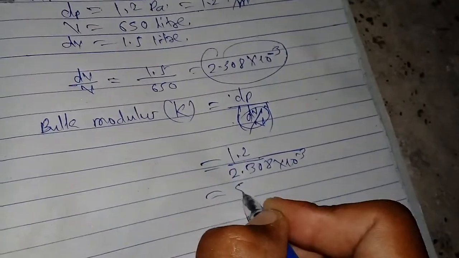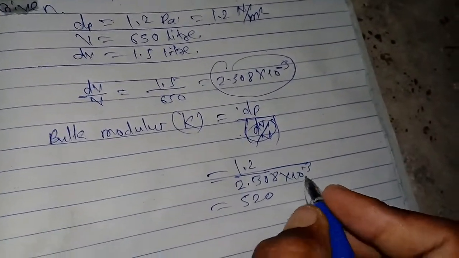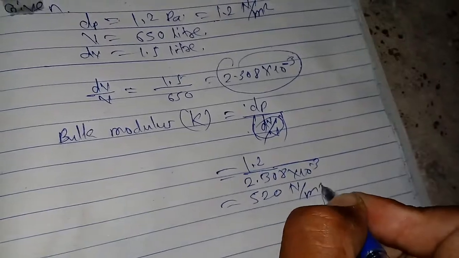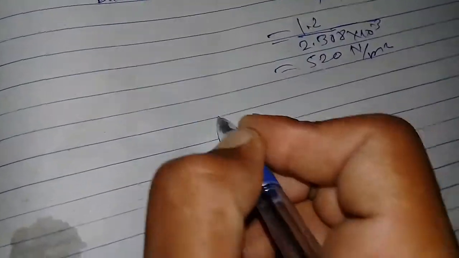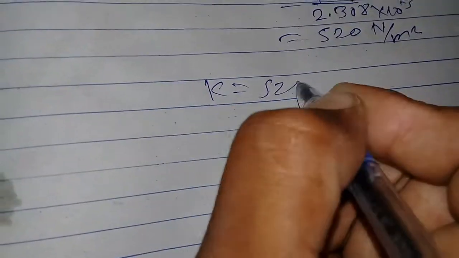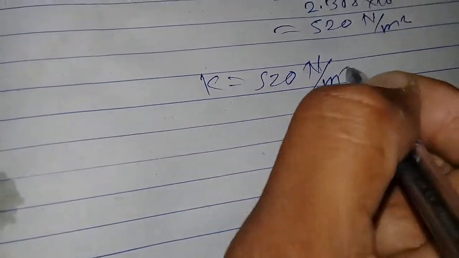Complete. Calculate 520 Newton per meter square. Bulk modulus K is 520 Newton per meter square.